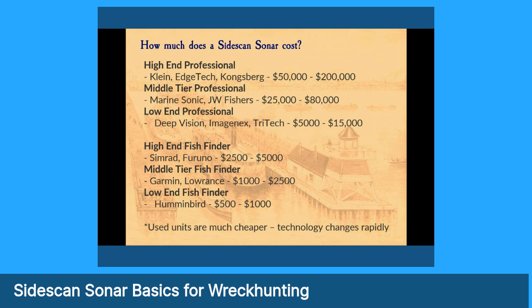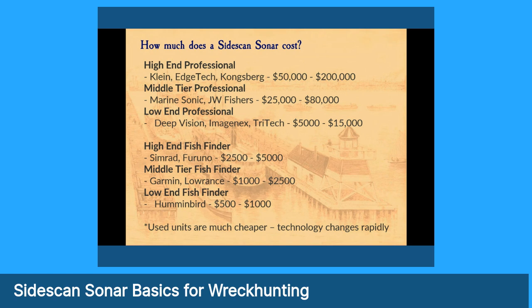Imagenex I've seen, they're in the same market. I don't find that their imagery is quite as high resolution. I would say the same about Tritech. They play in that same space. You can also find high-end fish finders. Simrad and Furuno in particular make some high-end commercial fish finding sonars that people can use to look for wrecks. But for my money, really the Garmin and the Lowrance fish finders are the most bang for the buck.